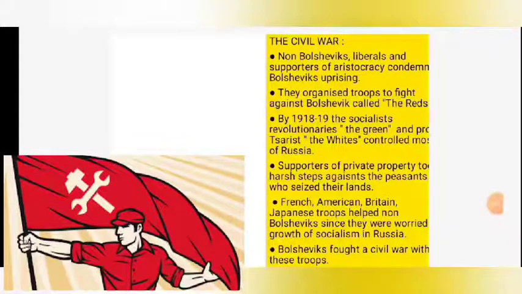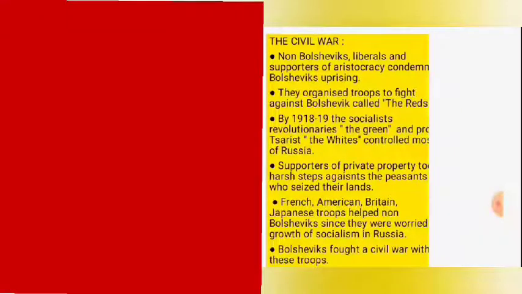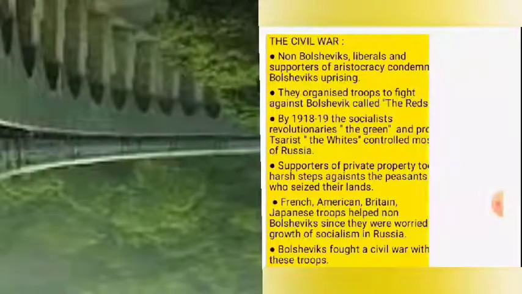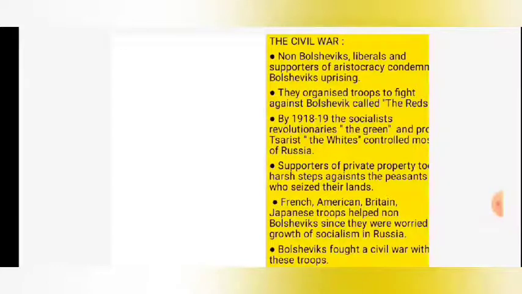Though through the Russian Revolution the Bolsheviks established their upper hand, there were some communities which were unhappy and felt insulted. They were non-Bolsheviks, liberals and supporters of aristocracy. They condemned the Bolsheviks' uprising. They organized troops to fight against the Bolsheviks. They were called the Reds. By 1918 to 19, the socialist revolutionaries, the Greens, and the pro-Tsarist Whites controlled most of Russia.